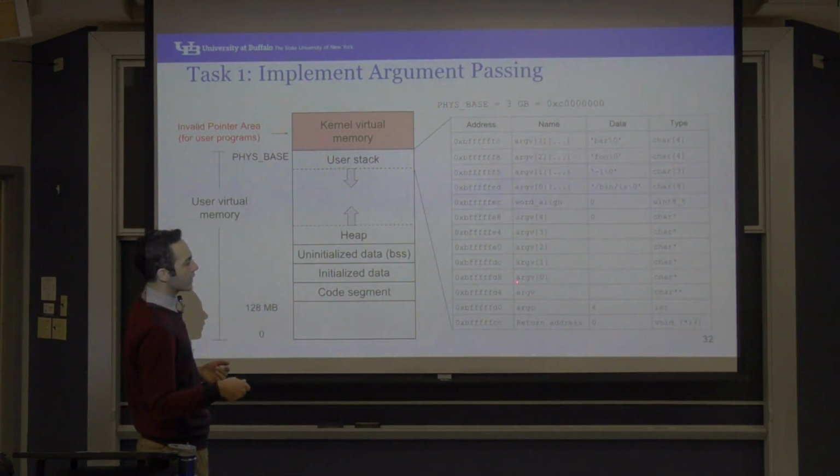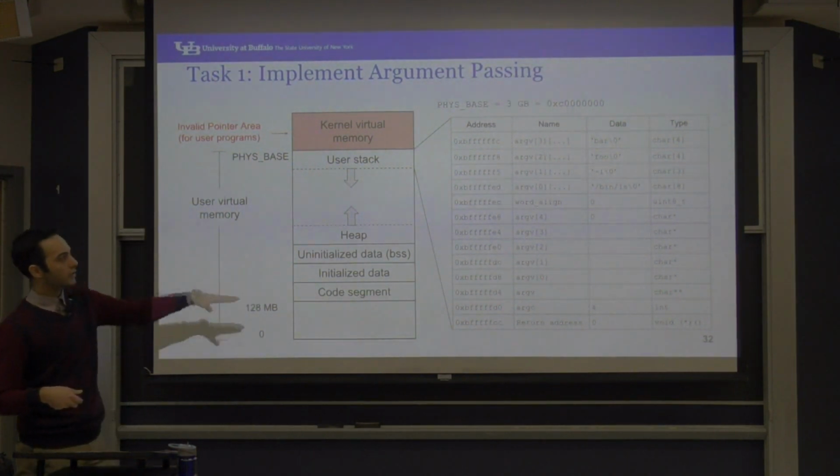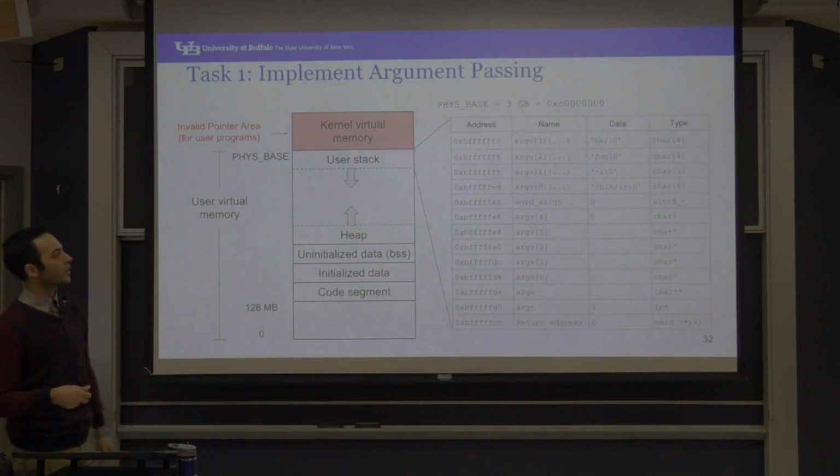So, and then the argv is like a pointer to this. It's a char star star. And then argc is an integer, and the return address. Okay? So this has to be set up in your kernel before calling the function.